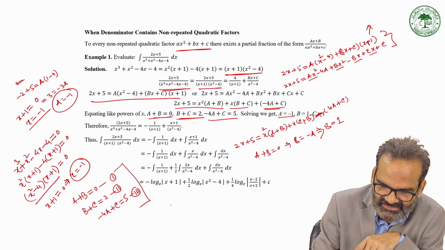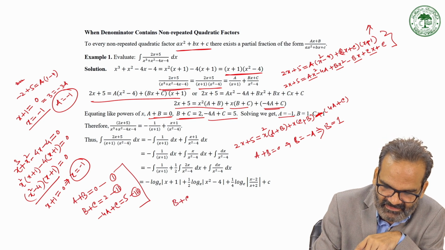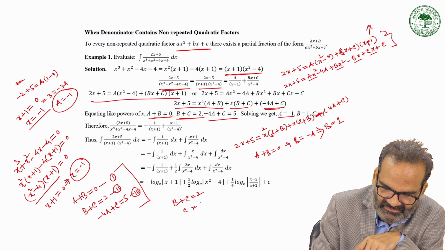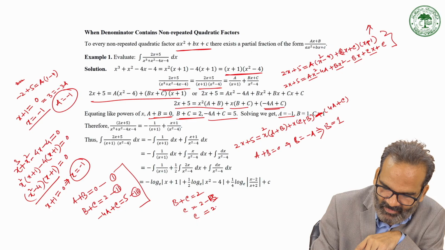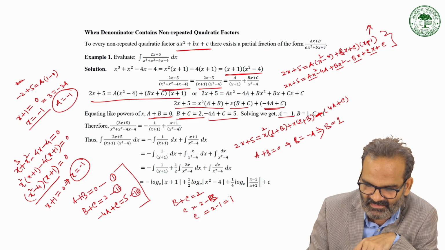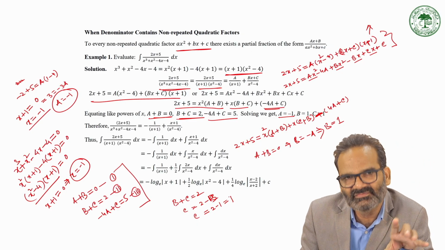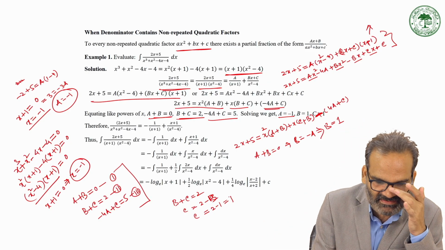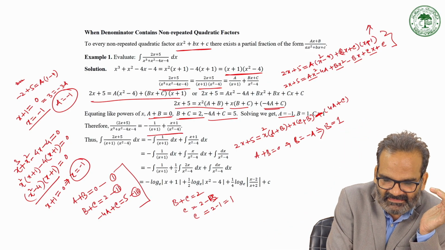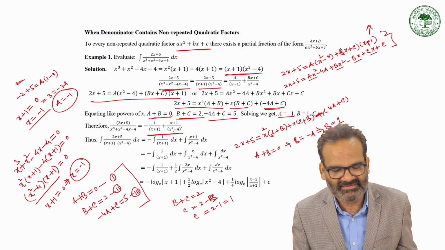What is the value of c? From this equation, b plus c equals 2, so c equals 2 minus b. What is the value of b? 2 minus 1, that is 1. c is also 1. So a is minus 1, b is 1, and c is 1. Substitute these values of a, b, and c. You will get this as a partial fraction. And now you can integrate it.